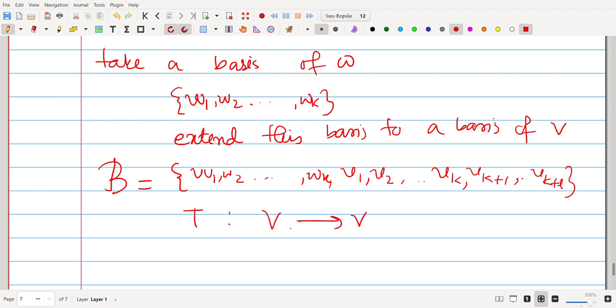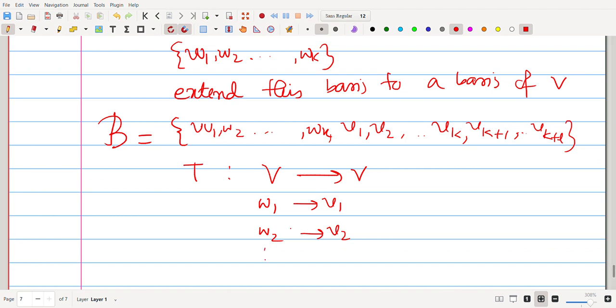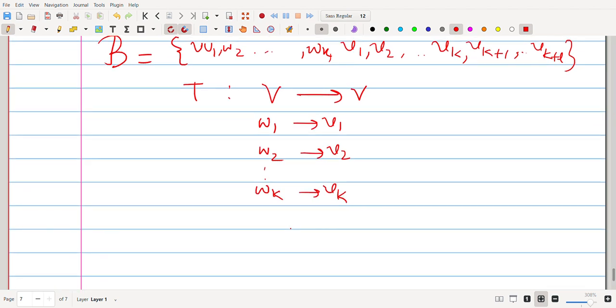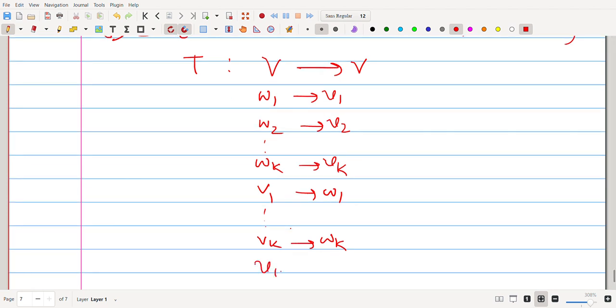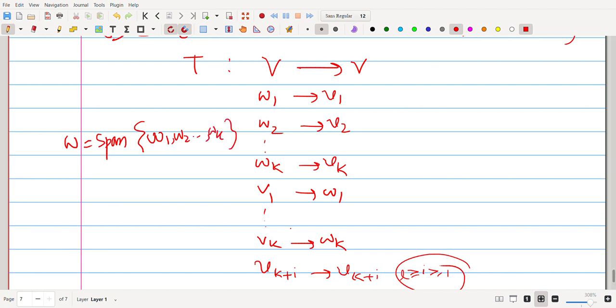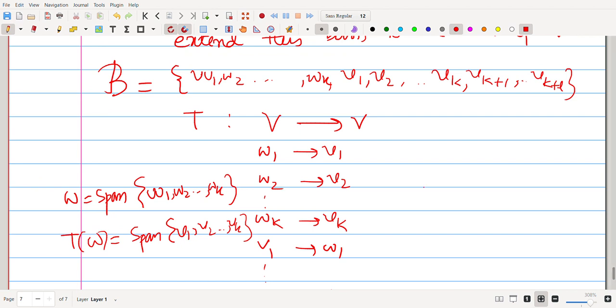Now I am going to define a map T from V to V, where I send W1 to V1, W2 to V2, up to WK to VK, and V1 to W1 up to VK to WK, and if there is anything extra, I just map it identically. So VK plus I goes to VK plus I for I from 1 to L, if anything is extra. Now W is the span of W1, W2 up to WK, right? And T of W is the span of V1, V2 up to VK. These are linearly independent because they form a basis. That means W intersection TW is just the singleton zero.